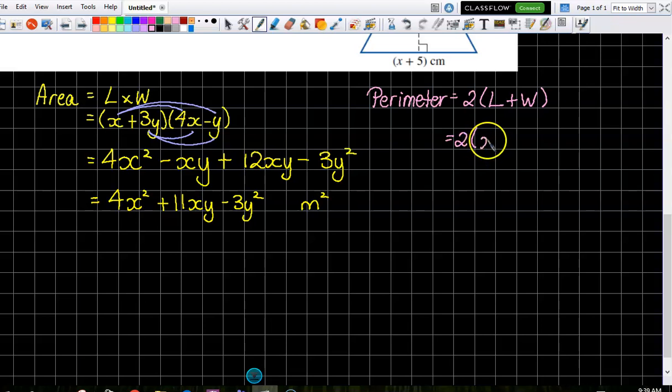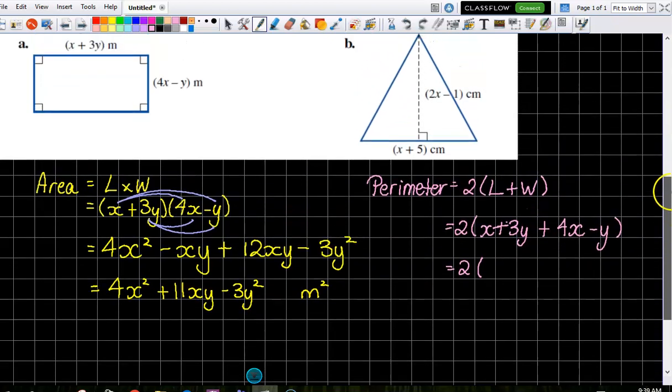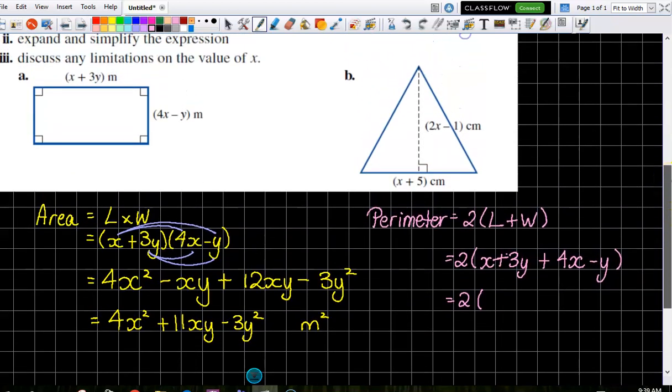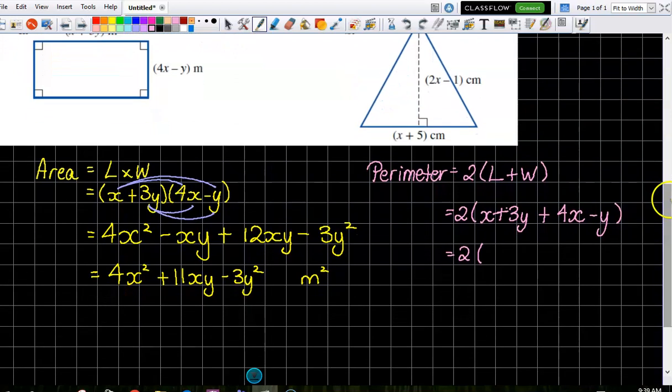So we're going to say x plus 3y, and we want to tidy that up. So you go a step ahead of me, please. If you have finished that, I want you to think about, what does the last question mean? Discuss any limitations on the value of x. So I'll just give you a moment.